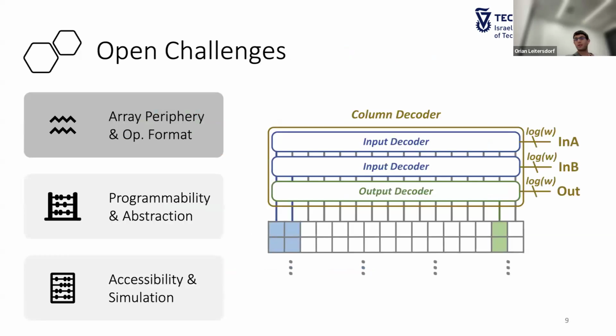What are the 3 challenges that we're coming to solve here? The first challenge is going to be array periphery. And this challenge exacerbates significantly once you look at partition operations, because we have this very complex set of operations that we need to support because of partitions. And we'll dive into exactly how we can both encode those operations into an operation format, and then also support periphery that's able to decode that efficiently without needing too much area overhead.